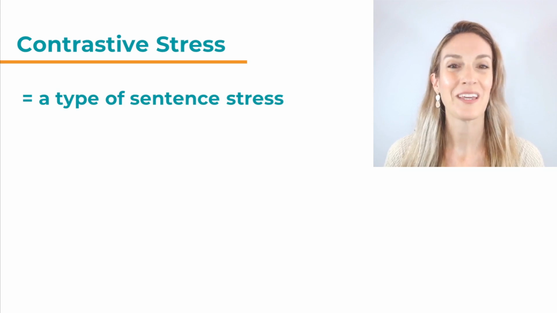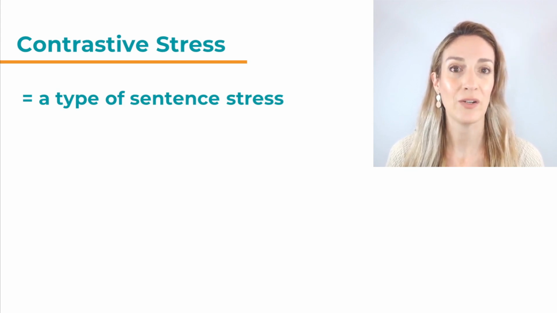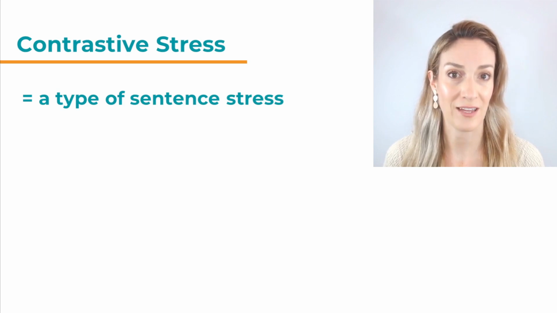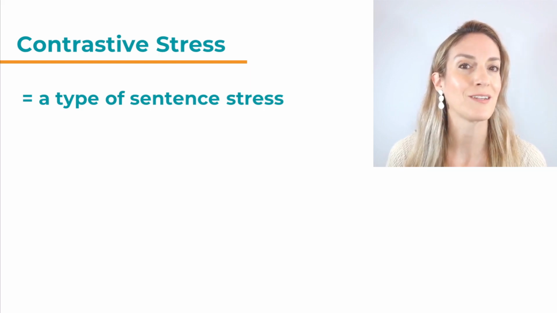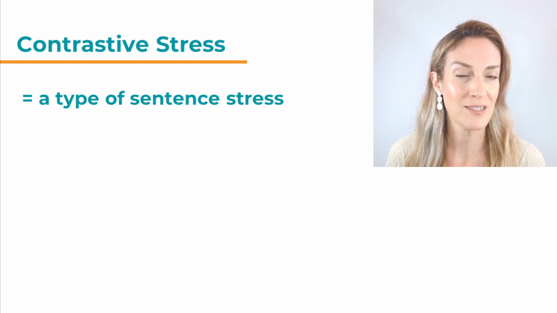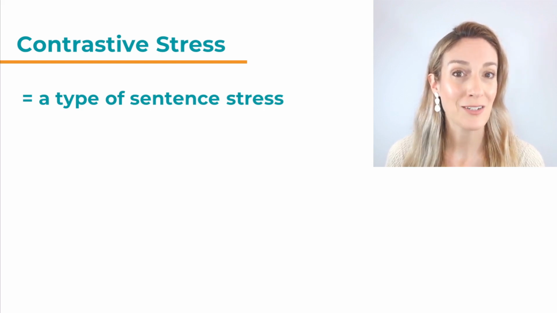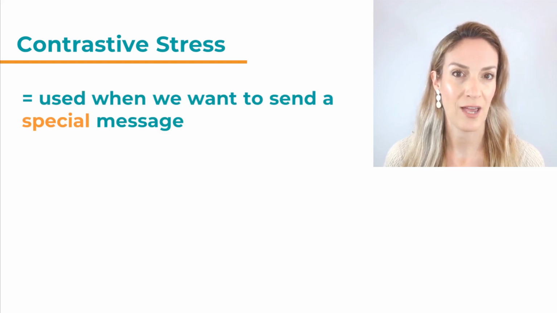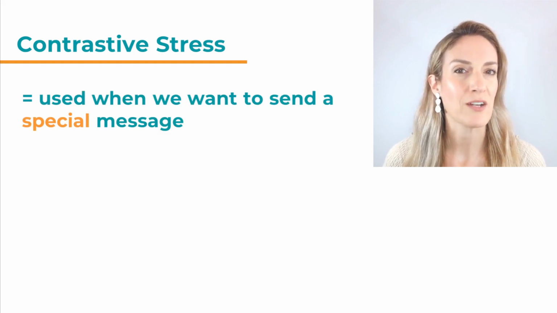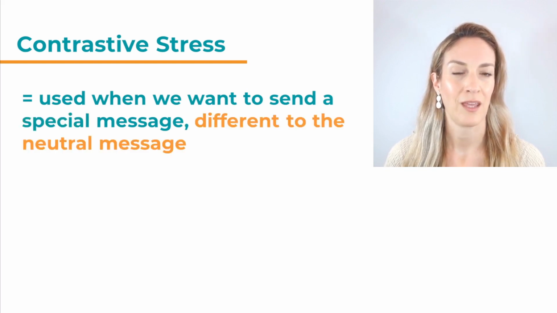Hi everybody! In this video we're going to have a look at contrastive stress. Now that is a type of sentence stress. Remember there are 4 types of sentence stress and you can learn more about them in my other videos. But here we're going to look at contrastive stress. Now we really use that type of stress when we want to send a special message. And that special message is different to the neutral message of our sentence or utterance.